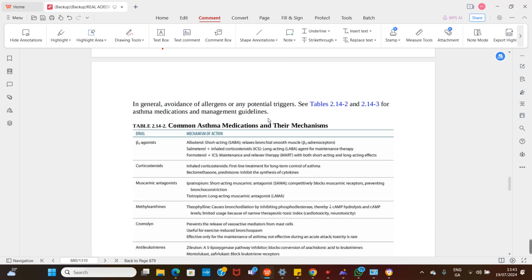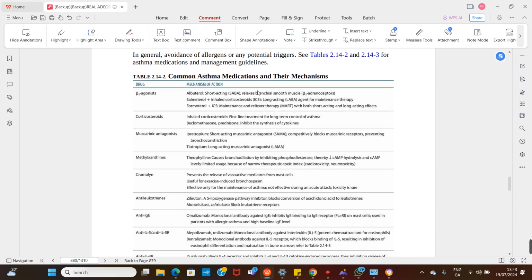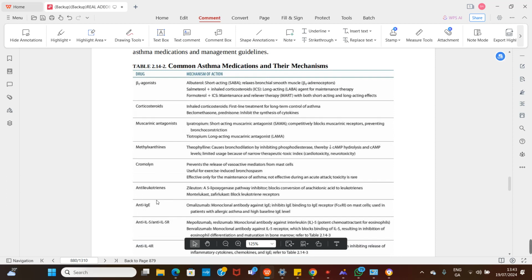These are the common drugs you use. In general, you want to avoid the allergens or triggers in asthma. These are the drugs you want to give the individuals.